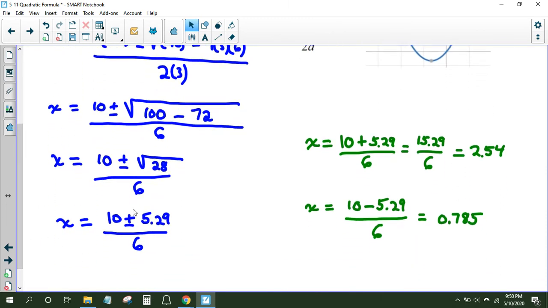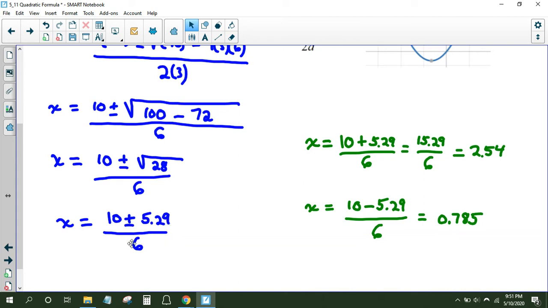Simplifying, when we take the square root of 28, it's not going to be a nice round number. It comes out to be 5.29 something. It continues on, but I rounded off to the hundredths place here. So I rounded to 5.29. So we have x is equal to 10 plus or minus 5.29 over 6.